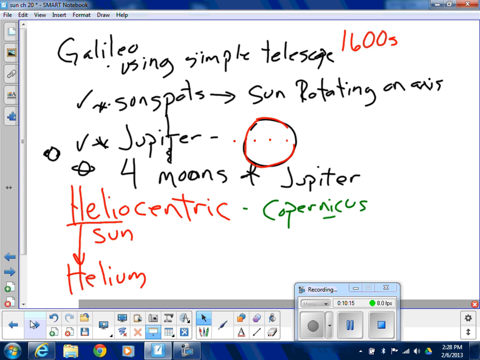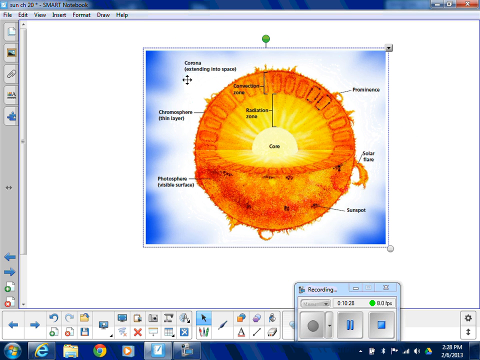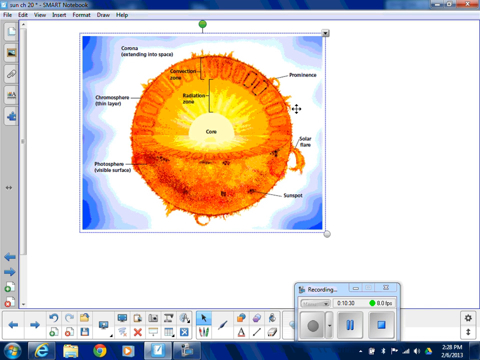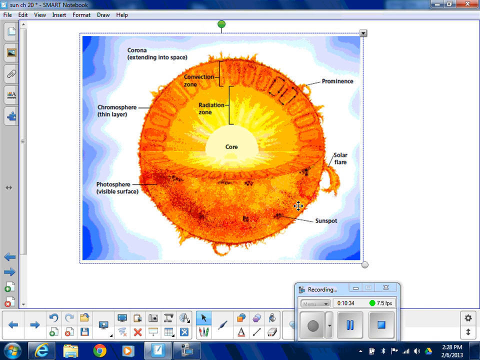The next section that we talked about was what you worked on yesterday, the layers of the sun. So I'm going to go over this relatively quickly since it's in the flipped lesson. And then we'll spend a little bit of time at the end of class looking at it. So most of your posters ended up looking something like this, where you have the features in the center and you've got the features on the surface.